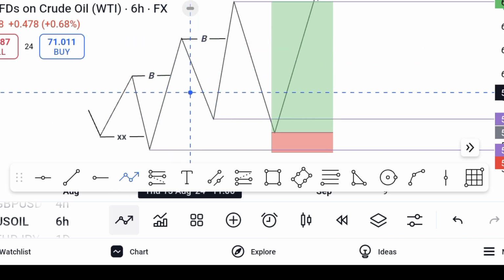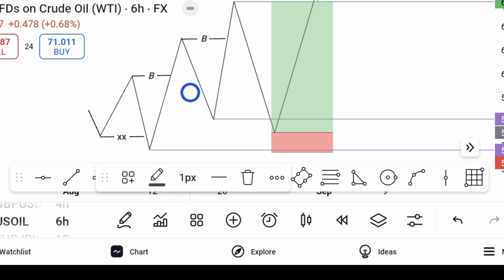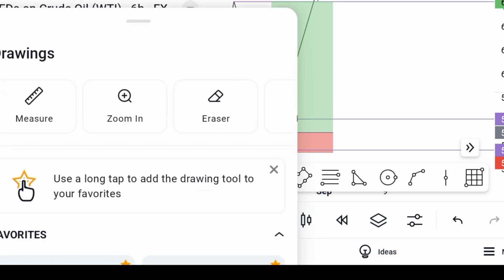I don't know, maybe I'm talking too much. Let me just wipe everything and break this down for you guys so you really understand what I'm doing here.